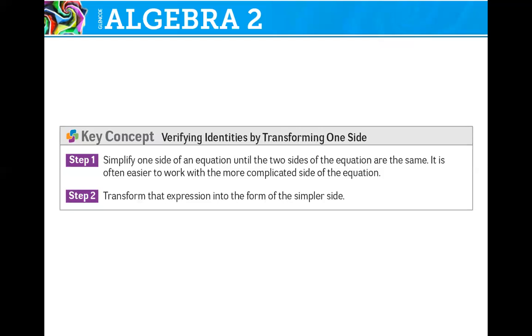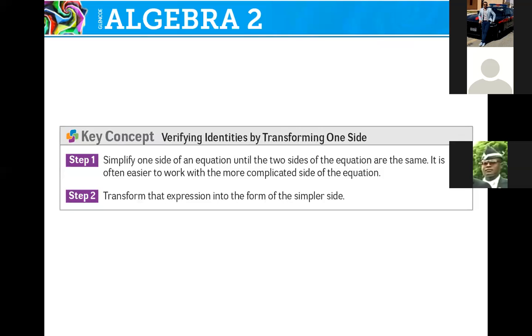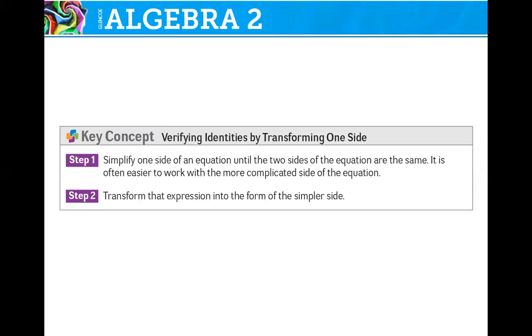Verifying identities by transforming one side. Alaykum salam wa rahmatullahi wa barakatuh. So it's a new lesson.